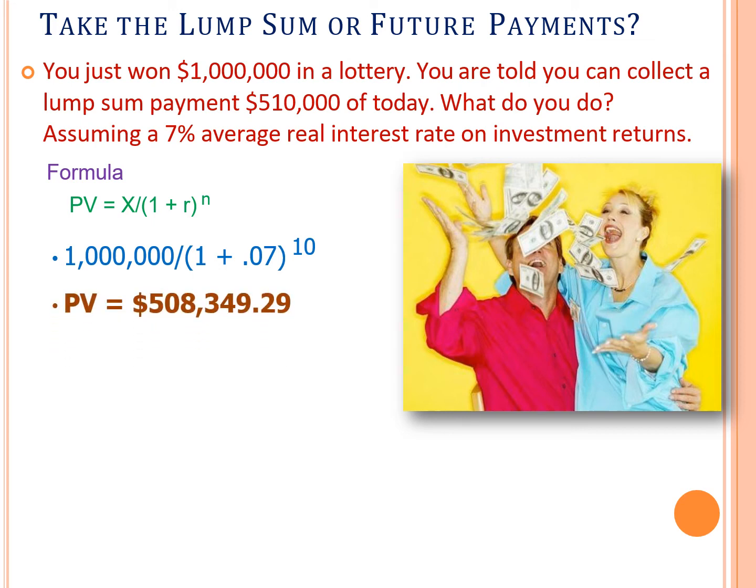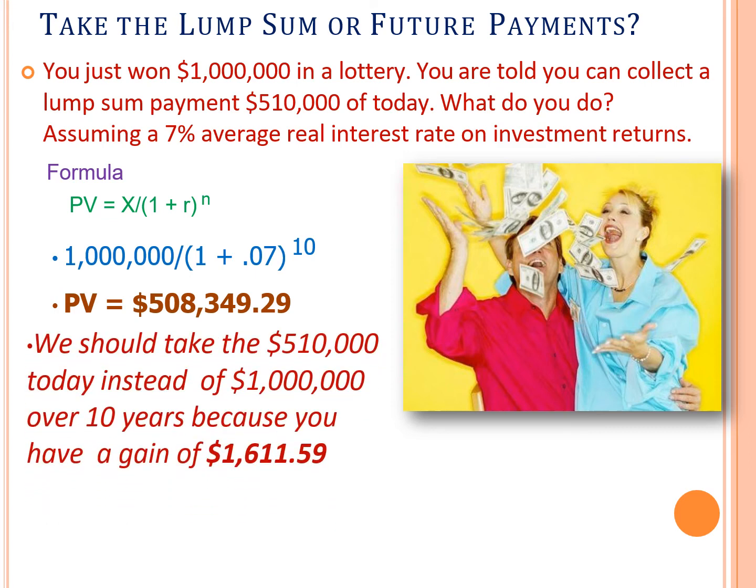Yes. Present value is $508,349.29. So that's less than what they're offering us right now. That means we should go ahead and take the 510 grand, right? Take the money and run instead of the $1 million spread out over 10 years, because you would have a real gain of $1,611.59. That means you're going to actually get more money if you accept the $510,000 instead of waiting to receive $1 million spread out over 10 years.